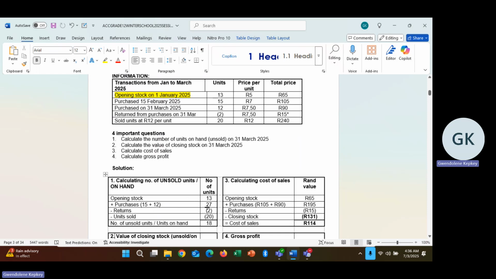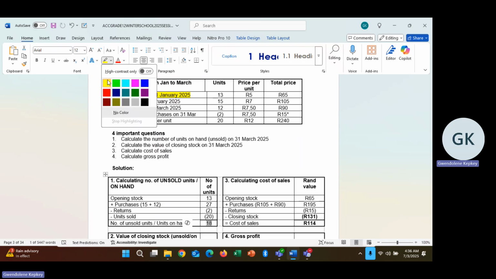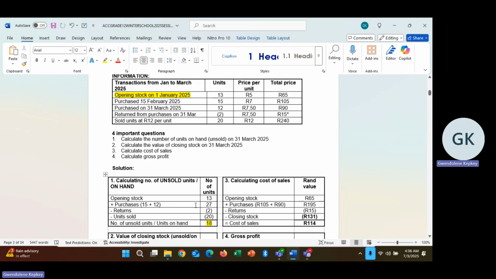So those are the items we had available. Of all the items we had available, we sold 20. Therefore, I'm putting it in brackets. So the business has in total, Grade 12s, 18 items remaining. We've answered question number 1. Let's move to question number 2.